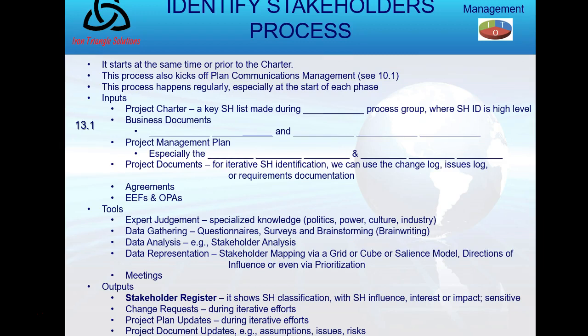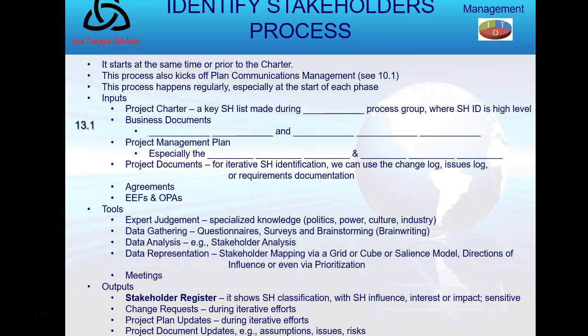Okay, so this is a process again that happens regularly, especially at the start of every phase. The start of every phase should start with initiating. You should go through IPAC, and you will start identifying stakeholders. So the inputs, tools, and outputs follow. The inputs, and I made a little quiz here. You might want to pause now and try to fill in the blanks based on what you've learned so far.